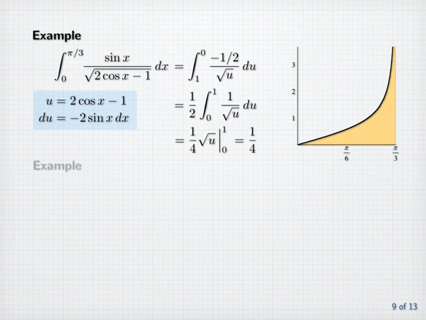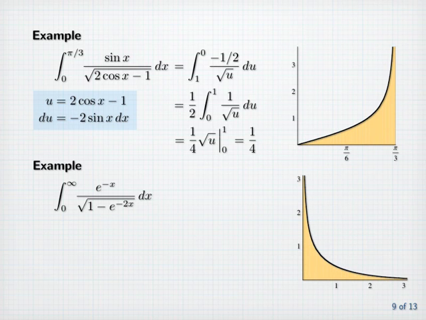Another example. Let's compute the integral from 0 to infinity of e to the minus x dx divided by the square root of 1 minus e to the minus 2x. This example actually covers both types of improper integral. Notice that the upper limit is infinity, but also notice that the denominator is 0 when x is 0, and in fact the limit of the integrand as x approaches 0 from above is plus infinity, and this is what the picture looks like.